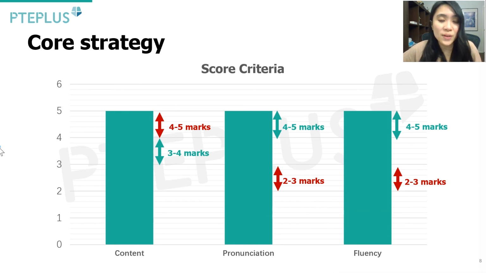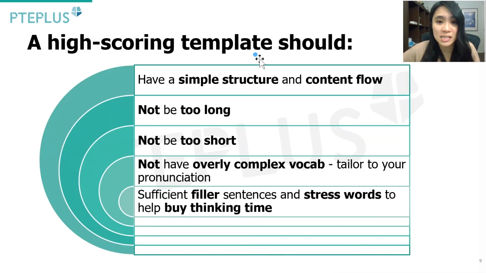Okay, so with that said, this core strategy ties in a lot with the use of our templates. Now, as mentioned, templates are a core technique in Describe Image, and so with that strategy as well, it suggests a lot about what a template should have in order to help us maximize our scores. Which, number 1, is the template needs to have a simple structure and a simple, straightforward content flow.